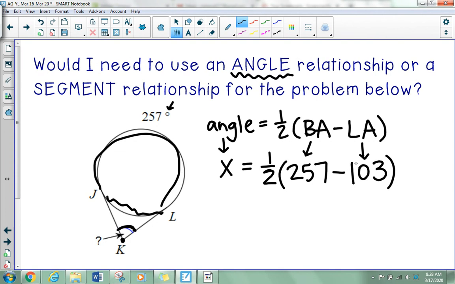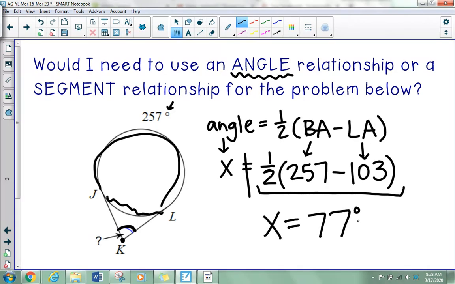After you've plugged everything into the relationship or the formula where it goes, then remember your goal is always to get x by itself. In this case, x is already by itself, so all I need to do is type this into the calculator to get my answer. And so I do 1/2 parentheses 257 minus 103, and I get an answer of x equals 77 degrees. So that's my answer.